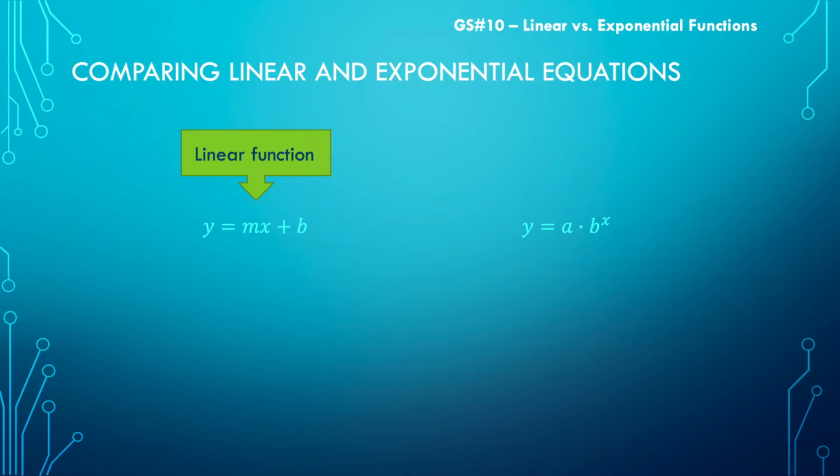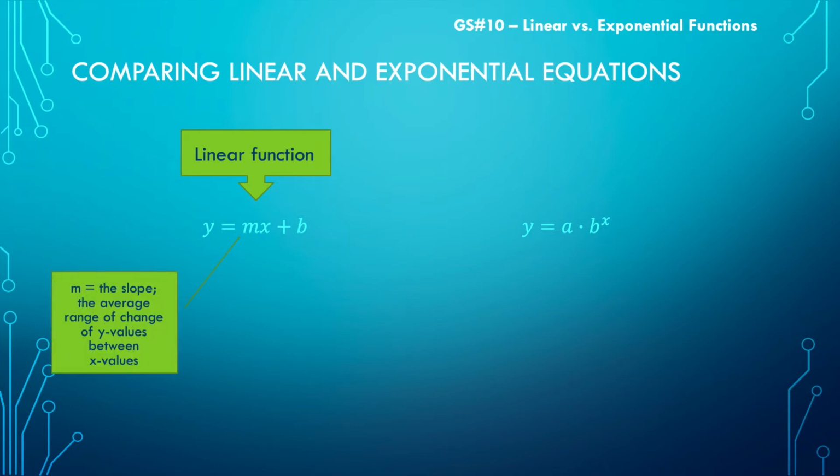Okay, so what are the parts of this function? Well, the first part here, m represents slope. So m represents the slope. And slope can be thought of if you were to identify 2 points on the line that is the graph of this function. It's the average rate of change between the y values and the x values. Okay, so we can use our slope formula. Remember, y2 minus y1 over x2 minus x1 to calculate the slope.